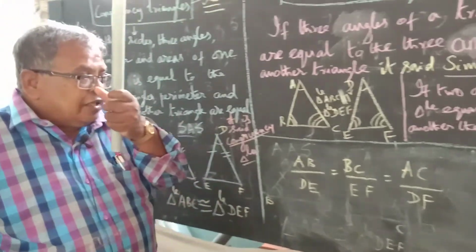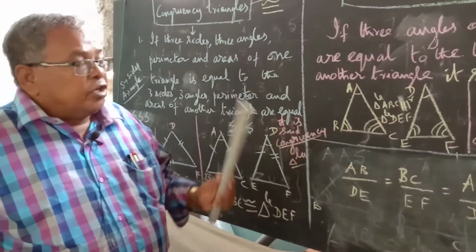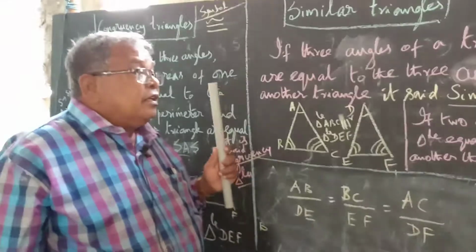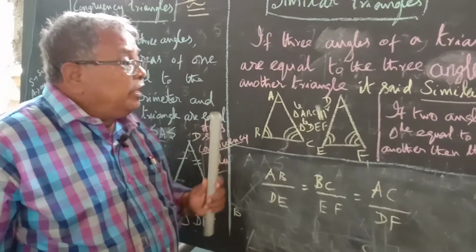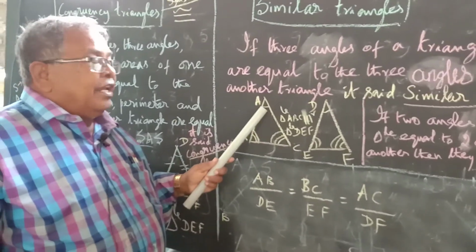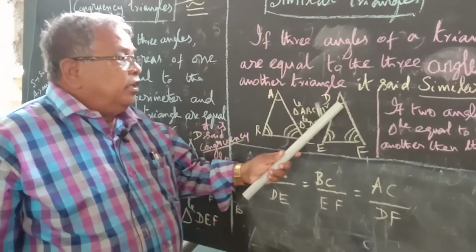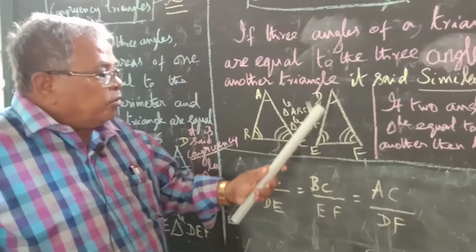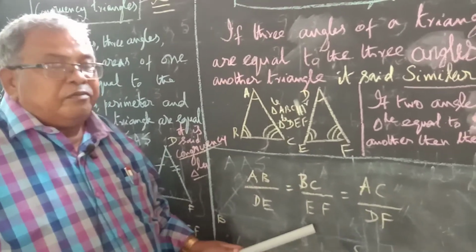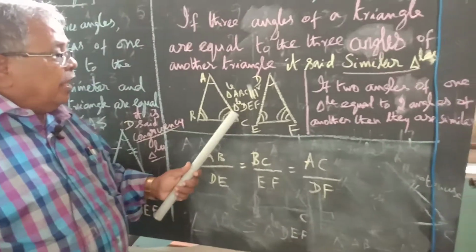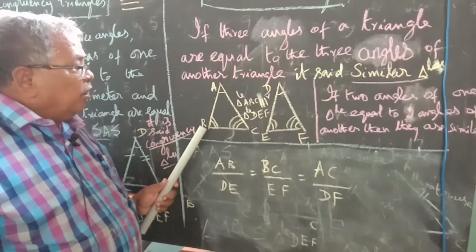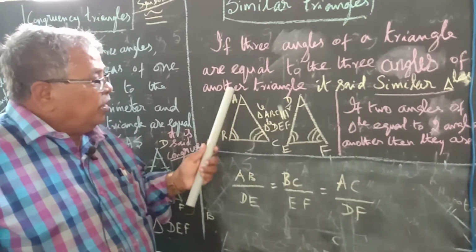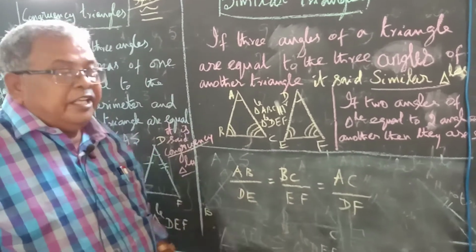Now you can ask, sir, what do you mean by corresponding sides? Corresponding sides means the sides which are opposite to equal angles. If you take angle A, this angle is equal to angle D. The corresponding sides are the opposite sides, BC and EF, so BC by EF. Now angle B is equal to angle E, and the corresponding sides are the opposite sides, AC and DF. So the ratio is AC by DF.